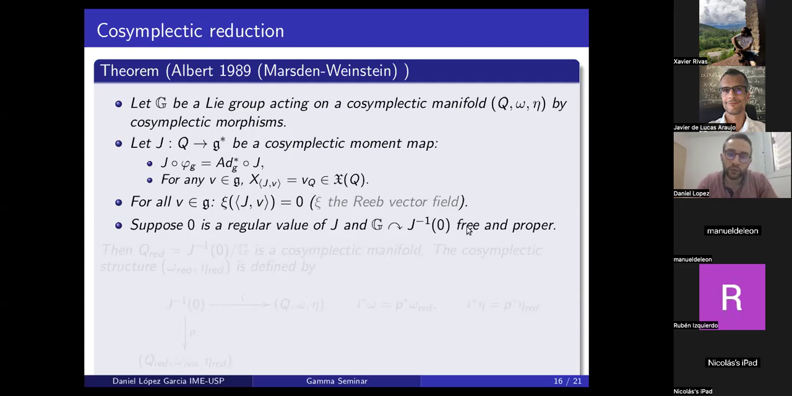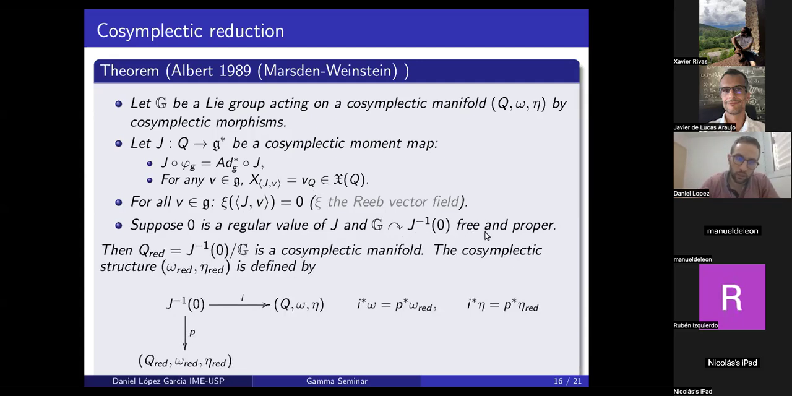And let me suppose that this action is free and proper. It is natural to think that this has a smooth manifold structure, just because this is free and proper, because you know the Godement criterion. And the theorem says that it is also possible to endow this manifold with a cosymplectic structure.